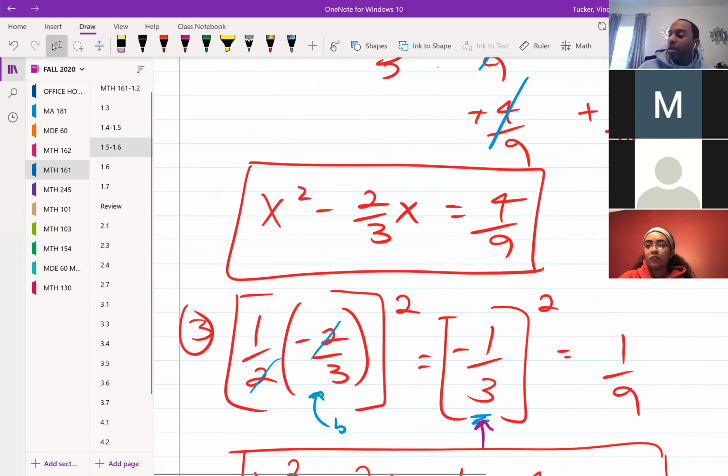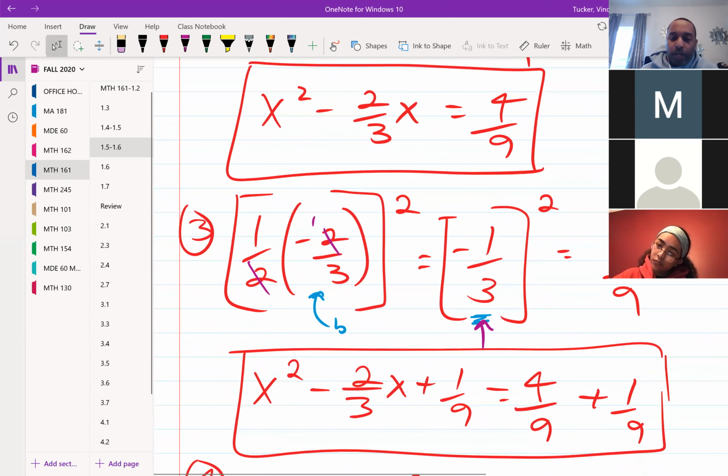All right. So let me erase something so we can walk through this. So now b is -2/3. So we take half of -2/3 and then square it. So half of -2/3, that 2 can cancel, leave you 1. So half of 2/3 is -1/3. Then -1/3 squared will be positive 1/9.